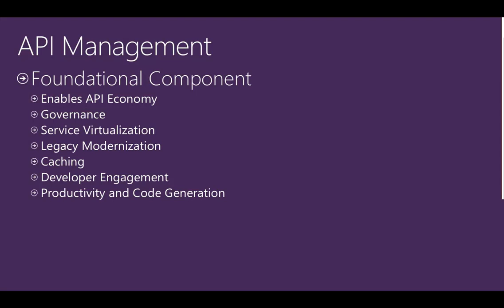an API economy. It's going to allow for the governance of services, whether that be from a technical perspective or a functional perspective. We're going to be able to take advantage of service virtualization. Perhaps that could be in the area of legacy modernization, where we've got some on-premise traditional SOAP-based services, and we want to expose them to perhaps a mobile client or to clients who want a lighter weight messaging structure like JSON. So we're able to do those types of things within an API management suite. We also have the ability to cache requests, so that we're not going and dipping into back-end systems all the time when we need to source this data.